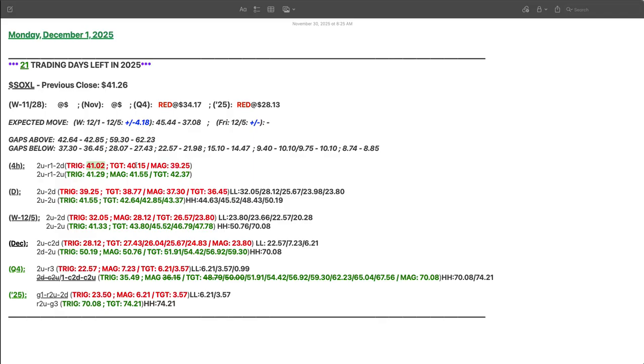So if we do get a pullback, but it's just going to be a higher low, I would expect the bounce to be around 40.15. If we don't bounce there, then obviously the magnitude of the 2-1-2 down is 39.25. So that would complete the move from the 4-hour chart.